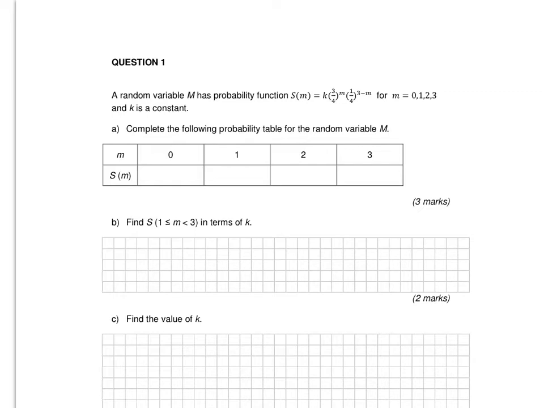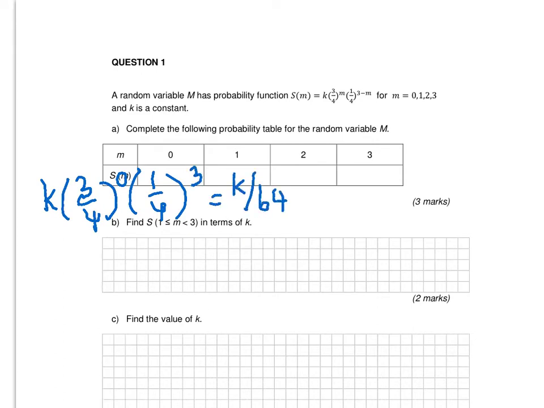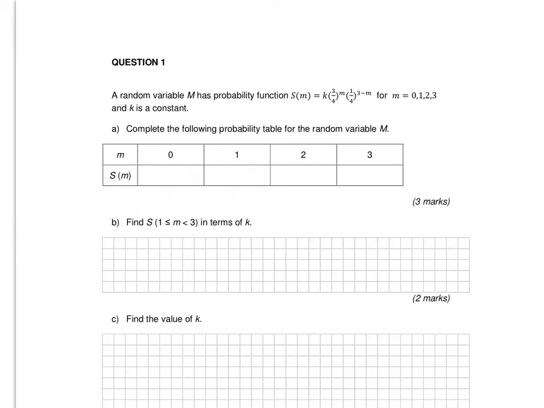To complete this table, we are to substitute the respective m, in this case 0, 1, 2, and 3, into the function given above. When m equals 0, for example, we have k times (3/4) to the power of 0 times (1/4) to the power of 3. Calculating that, we get k over 64. So this is what we're going to do for the rest of the values of m.